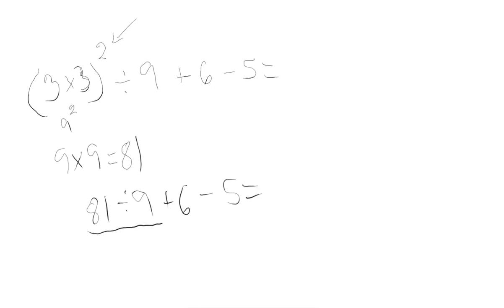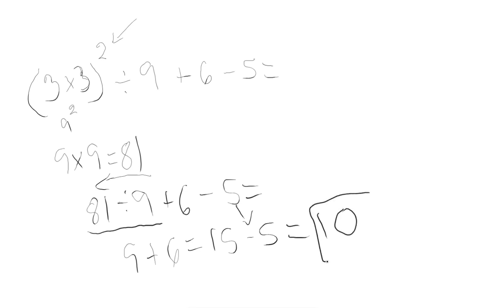The next step is going to be to divide. 81 divided by 9 is the reverse of 9 times 9. So 81 divided by 9 is 9. 9 plus 6 is equal to 15. And then you're going to minus 5 from 15 and get 10. There's your answer.